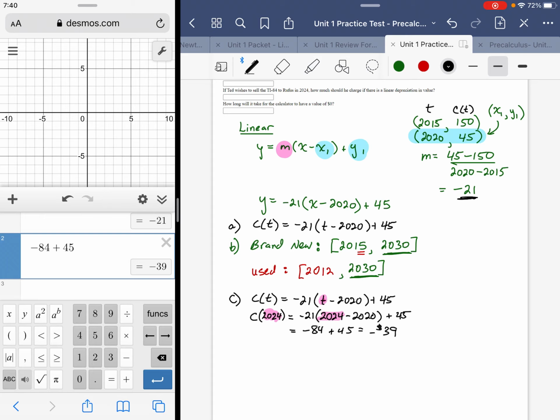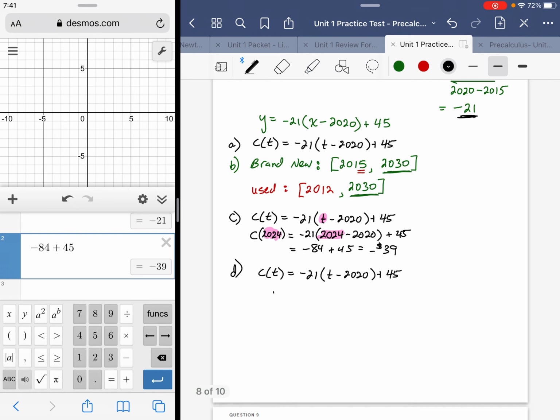So how long will it take for the calculator to have a value of $0? What that's saying is take your linear depreciation model and set it equal to 0. So replace the cost value with 0.